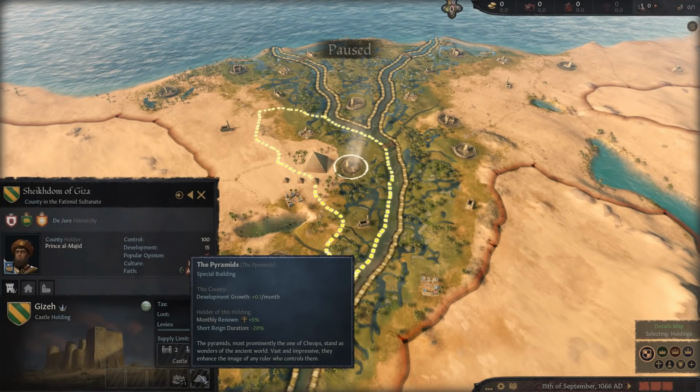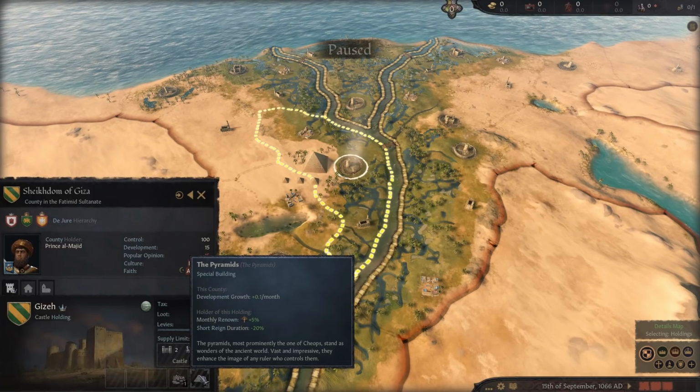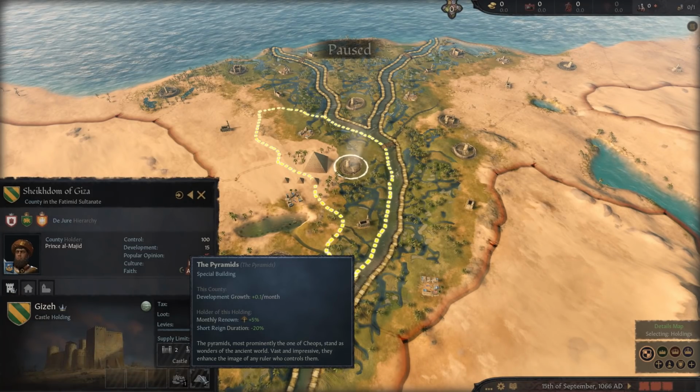Pyramids, of course, most prominently the one of Cheops, stand as wonders of the ancient world. Vast and impressive, they enhance the image of any ruler who controls them. So countywide, it gives you a +0.1 development growth. And then this is really where it's important.